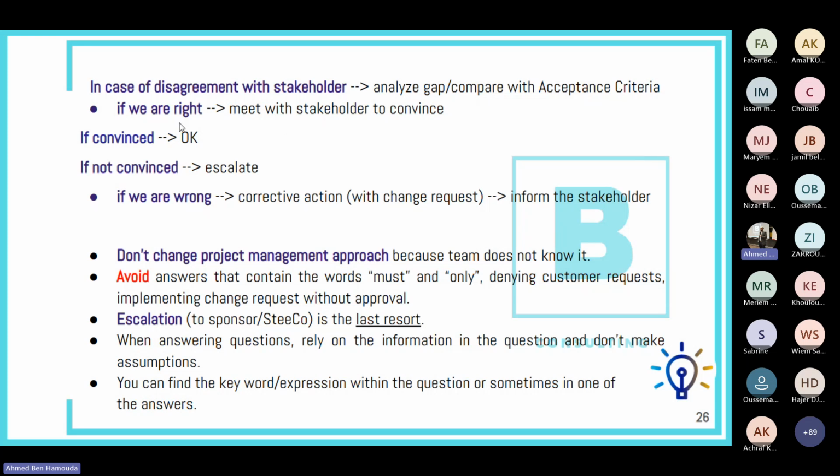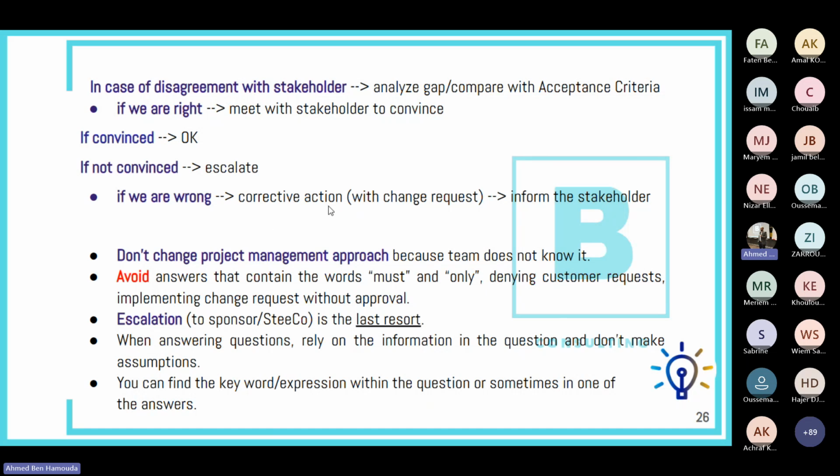Now, if we find out that actually we did the right work, we did the right job, we are right, then the next course of action is to meet with the stakeholder to convince them and prove to them that we did the right action. If they're convinced, then the problem is solved. If they're not convinced, then in this case you might consider escalating to the sponsor or to the steering committee, because they have higher authority and they can handle it themselves with the stakeholder.